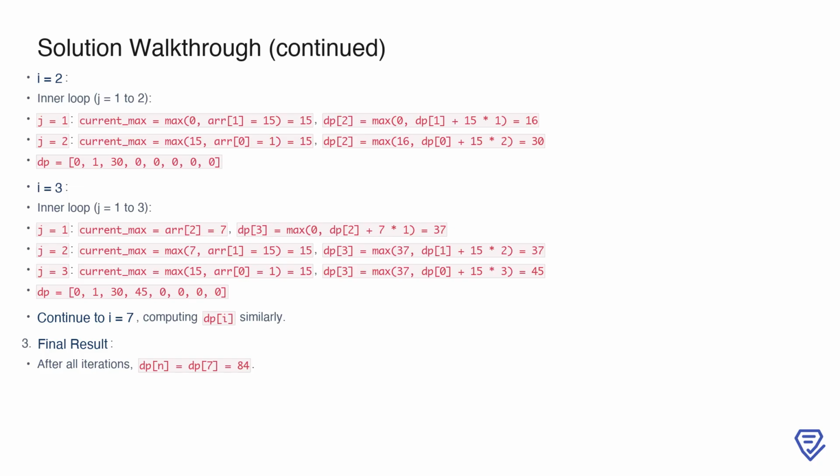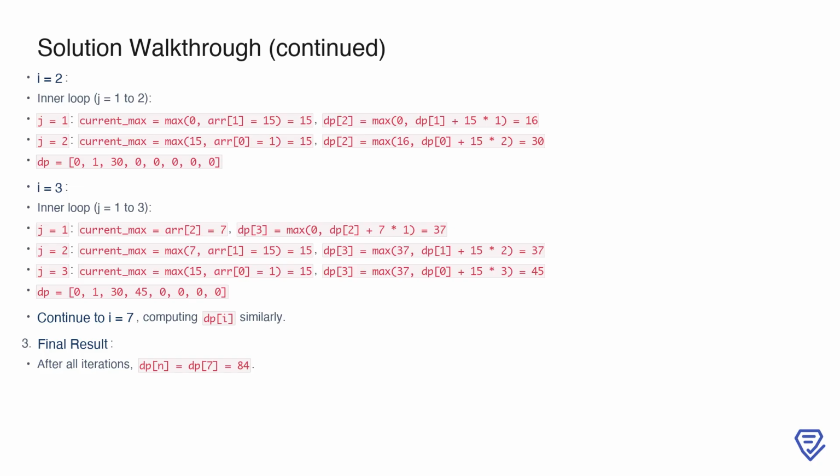Next, we move to I equals 2. Here, we examine partitions of size 1 and 2. For a partition of size 1, the maximum element is 15, so DP 2 becomes max 0, DP 1 plus 15 by 1, which evaluates to 16.